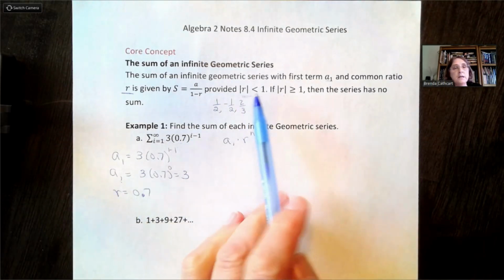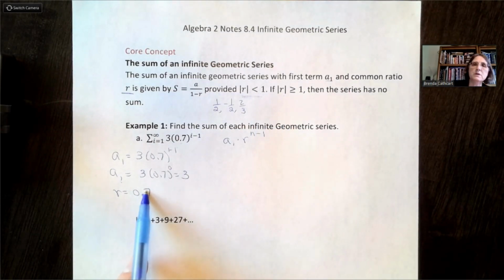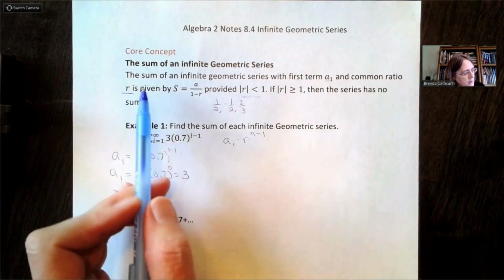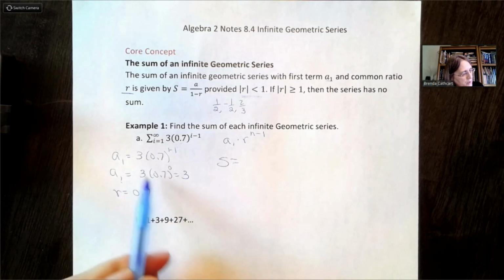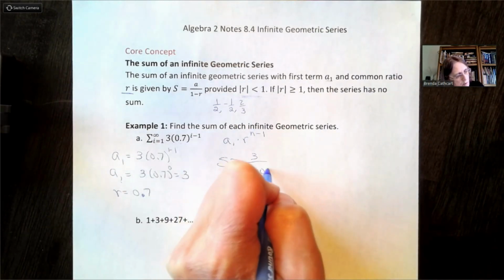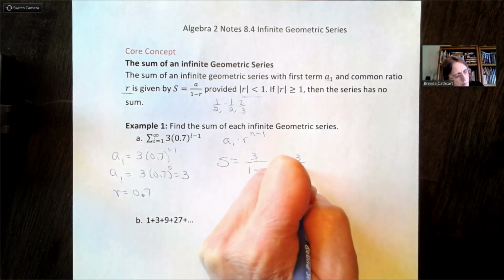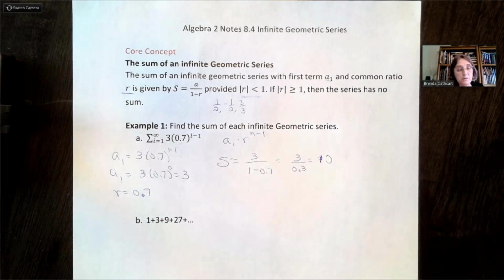And that is indeed between -1 and 1. The absolute value of 0.7 is less than 1. So we have a sum. So let's use our formula. Our sum is equal to our first term, which is 3, over 1 minus 0.7. So 3 divided by 0.3, or 10. Our sum is 10. Okay?